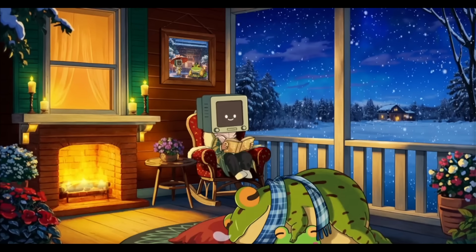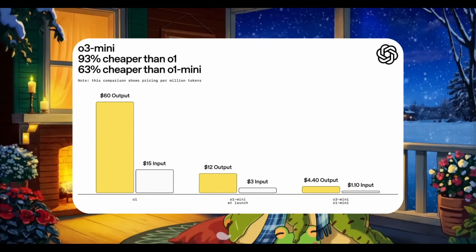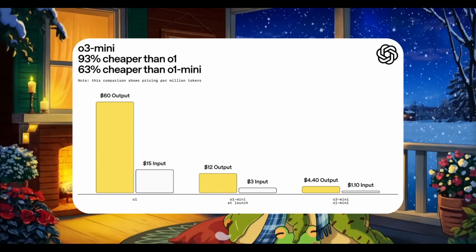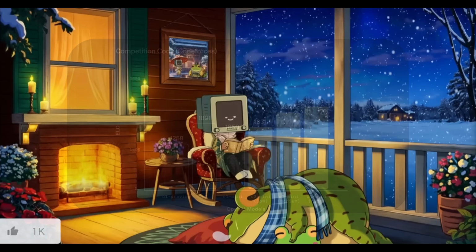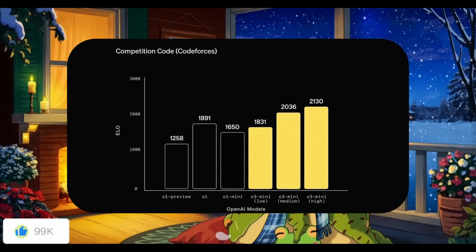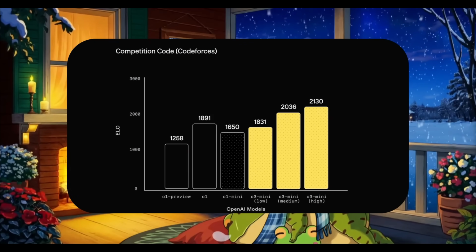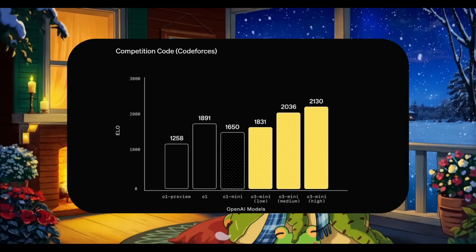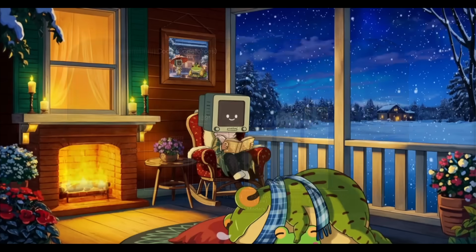But here's why this model stands out. It's 93% cheaper than the O1 model, and it's 63% cheaper than the O1 mini, while delivering a solid performance across many different benchmarks, by the way. Now, on competition code, which is a Codeforces benchmark, it shows progressively higher ELO scores with increased reasoning efforts. So it also outperforms the O1 mini, but it also comes close to the O1 in general.